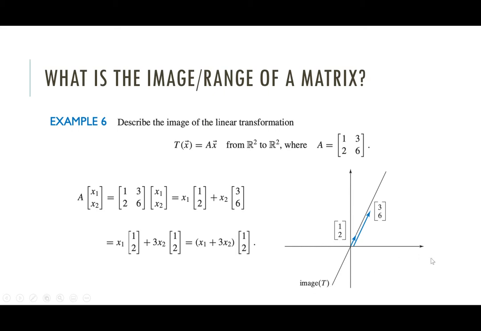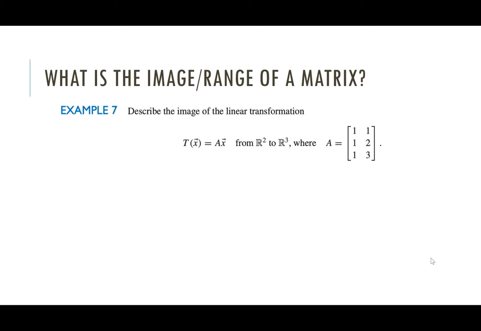Okay, let's keep building our intuition about what the image of a matrix should look like. In this example, this isn't a square matrix. It's a matrix with columns 1, 1, 1 and 1, 2, 3. The second column is not a multiple of the first column. So let's see what we have in this situation.